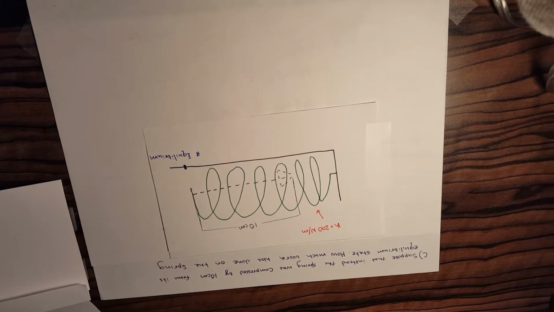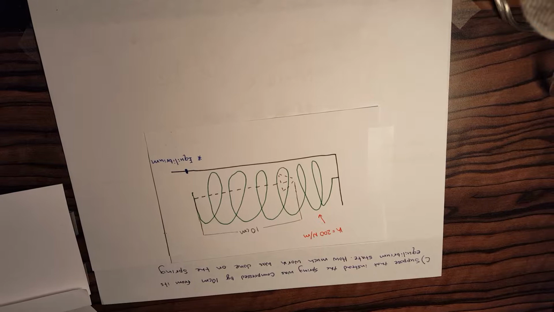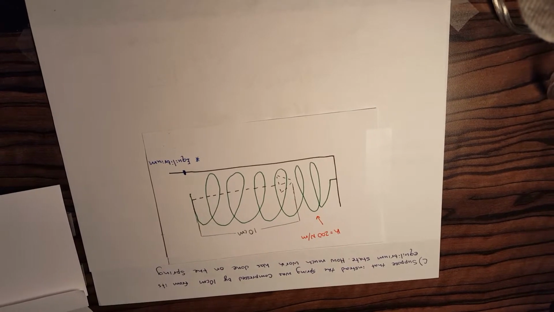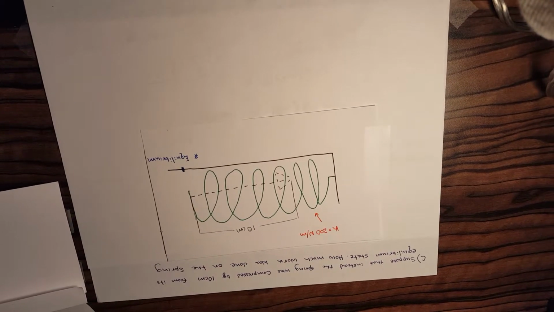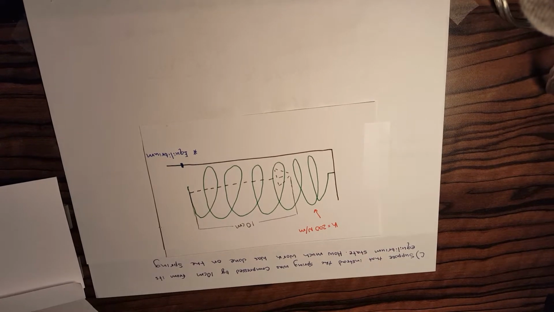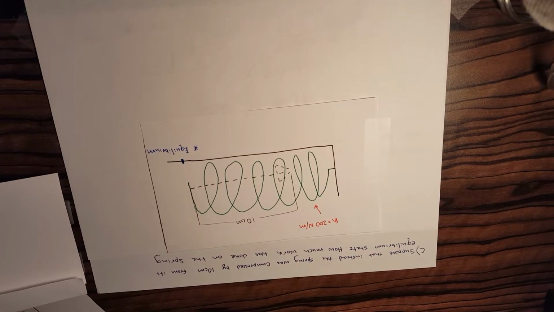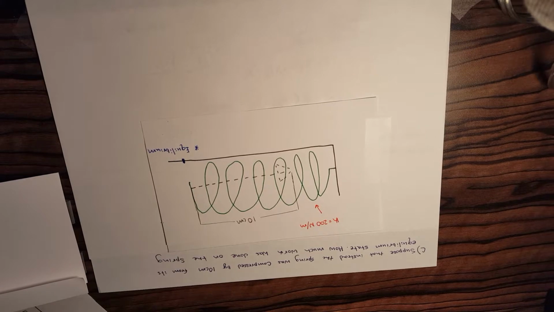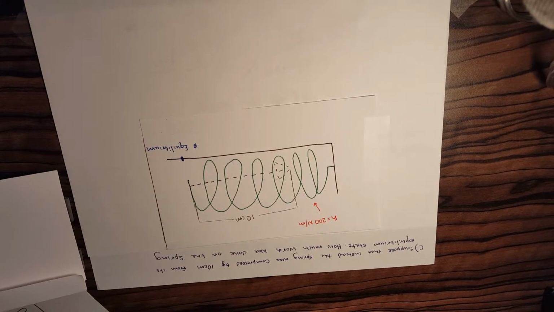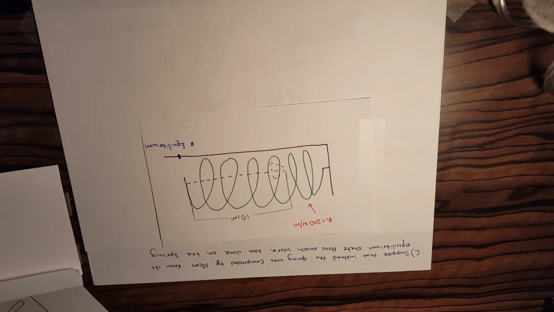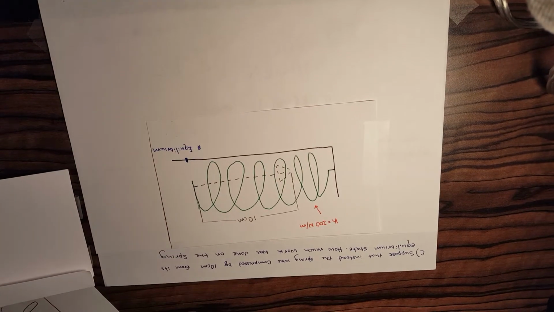Now for our third question. Suppose that instead the spring was being compressed by 10 centimeters from its equilibrium state. How much work was done on the spring? As I said earlier, we know that the spring being compressed or stretched by 10 centimeters will give you 1 joule, and since both the force and the direction are in the same direction, this gives you 1 joule of work, and it is positive.